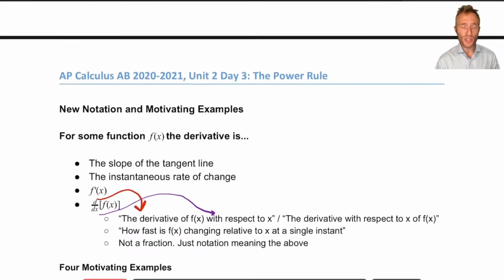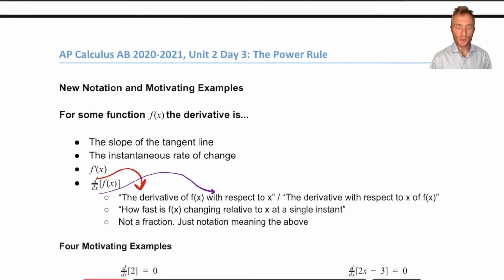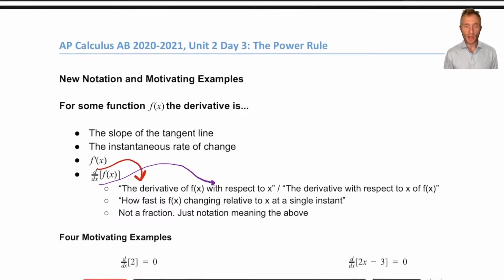So using that notation, we're going to do 4 motivating examples to build up to the power rule. First motivating example, it's the one on the left. The derivative with respect to x of 2, I'm just going to cross this out here because it's wrong. The derivative with respect to x of 2 is 0. How do I know that? Just like off the top of my head, I think, okay, derivative, rate of change.